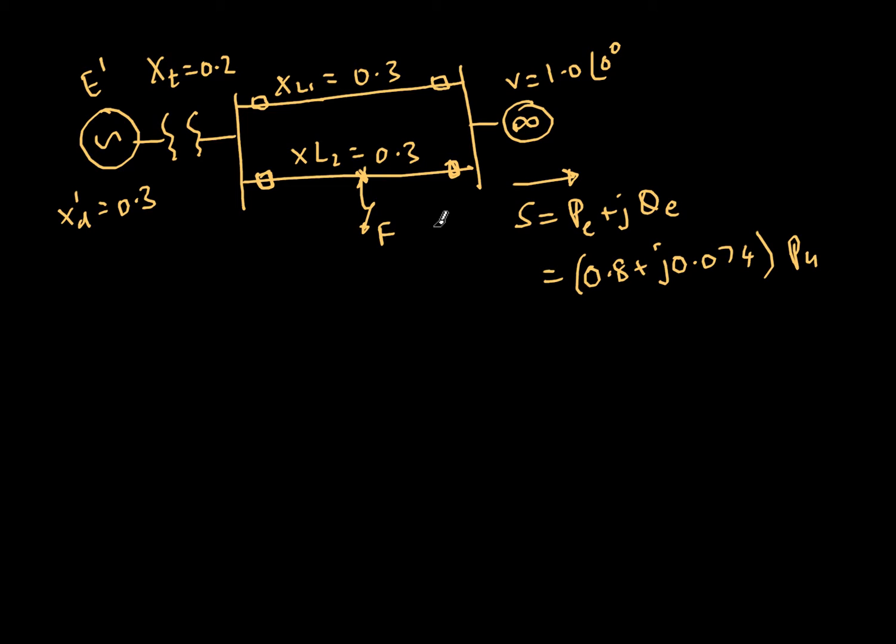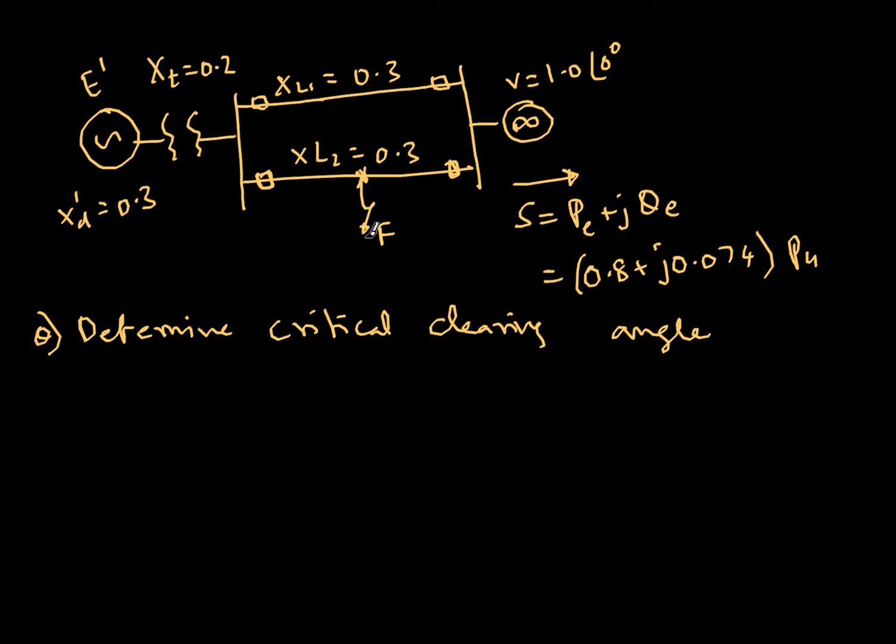So finally, the question that is being asked is: determine the critical clearing angle. When the fault occurs, the rotor of this generator accelerates, and at how much angle should we isolate the fault so that the machine still remains in synchronism with the infinite bus. So let's get started with that.